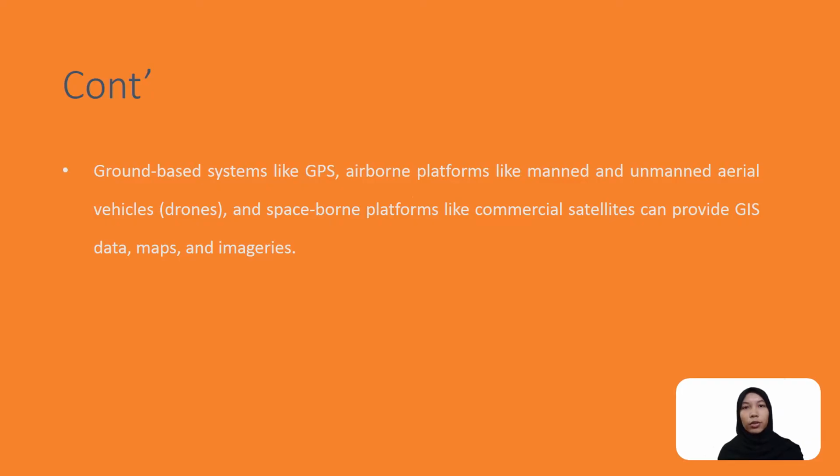To continue, GIS also has ground-based systems like GPS, airborne platforms like manned or unmanned aerial vehicles, also known as drones, and space-borne platforms like commercial satellites that can provide GIS data, images, and also maps.